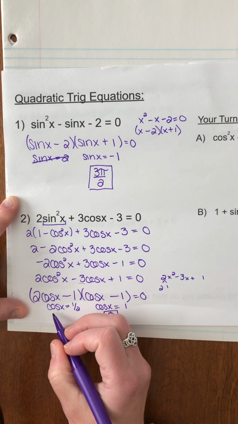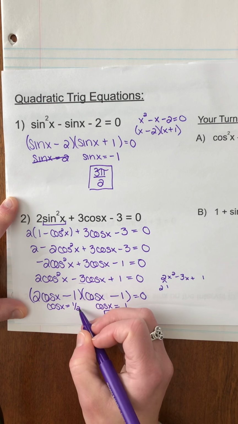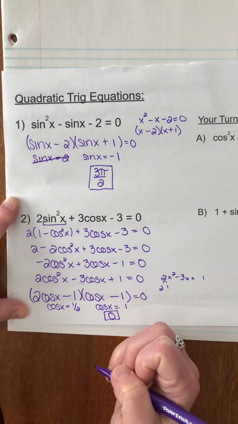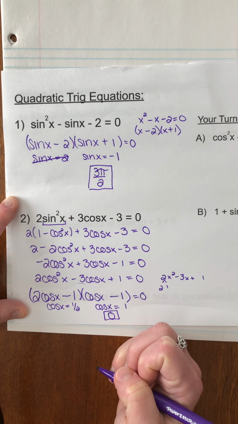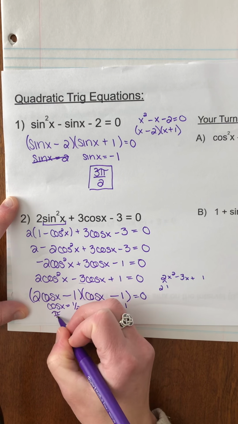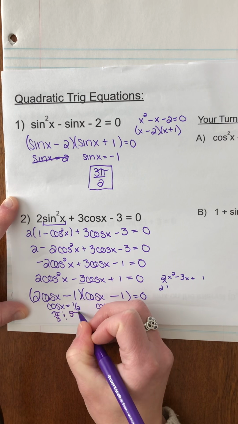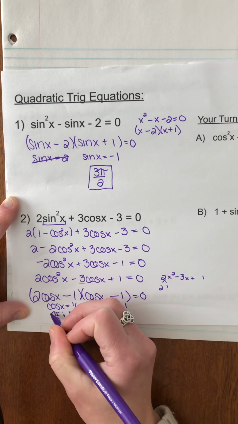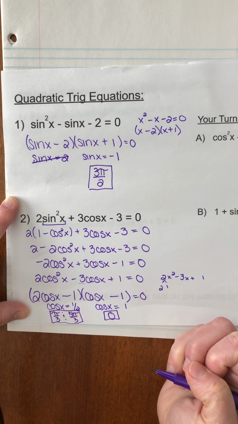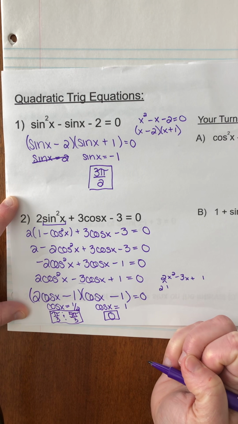All right, so where does my x value equal 1/2? We're going to check out our unit circle, and my x value is equal to 1/2 at pi over 3 and 5 pi over 3. So I have two solutions here and one solution there. Therefore, I have three solutions to this quadratic trig equation.